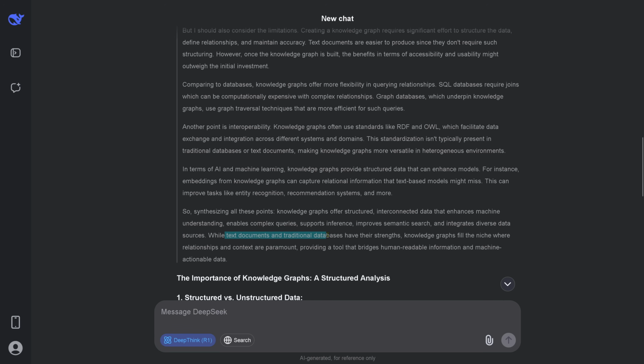While text documents and traditional databases have their strengths, of course, knowledge graphs fill the niche where the relationships and the context are paramount, providing a tool that bridges human-readable information and machine-actionable data.